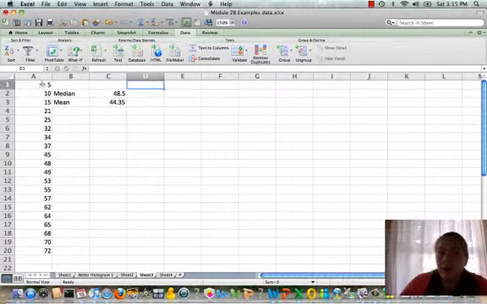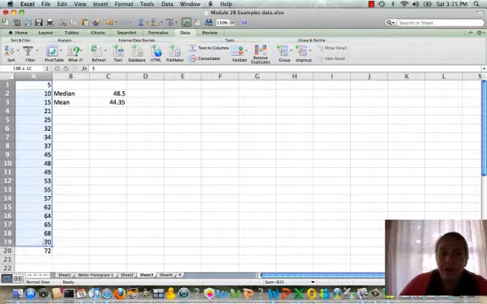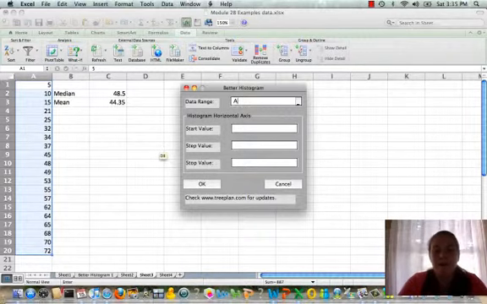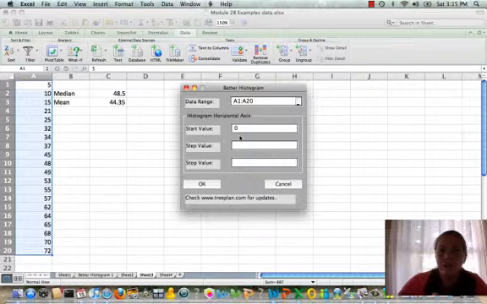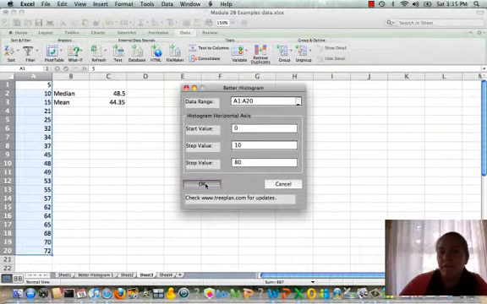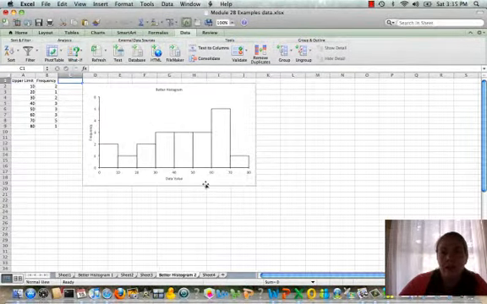Because I'm on the Mac, I have downloaded the Better Histogram program. So I'm going to highlight A1 to A20 and go Tools, Better Histogram. Then my data range, I need to type in A1 to A20. We want to start at 0, go by tens, and we want to go all the way up to 80. And again, we don't really need to start at 0. We could actually start at 10. And here is our histogram.